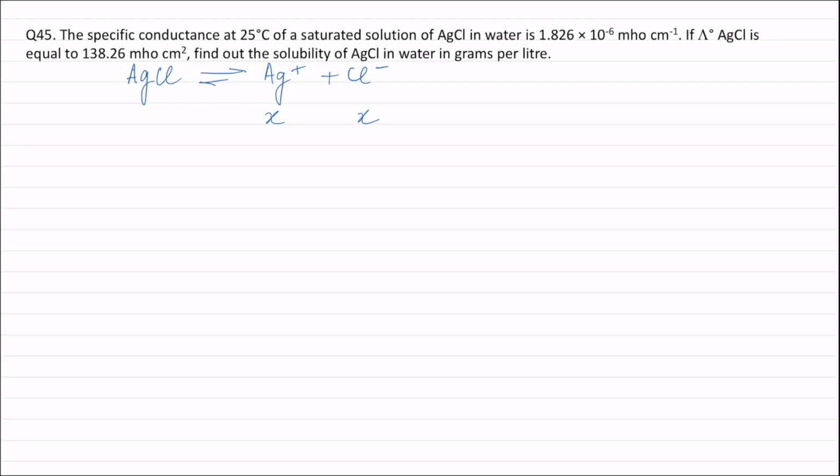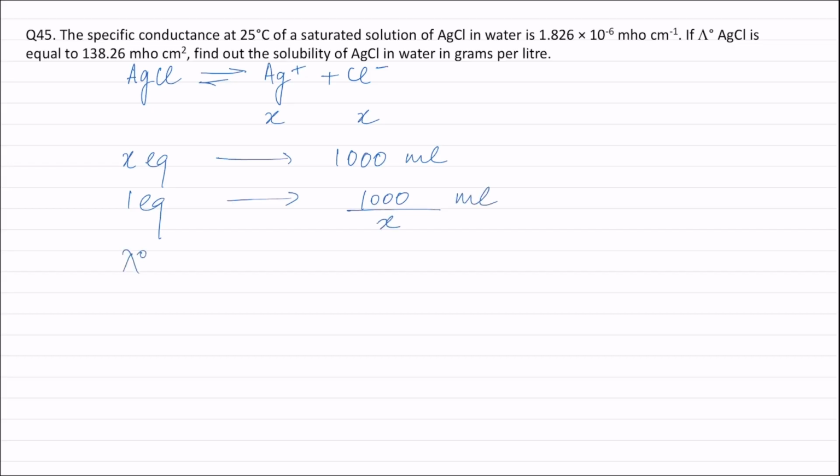Therefore, number of moles of silver ions or chloride ions is same as the number of equivalents of silver ions and chloride ions. Therefore, the number of equivalents of silver ions or chloride ions in the solution is x equivalents per liter. Therefore, x equivalents of silver ions or chloride ions are present in 1000 milliliter of solution. Therefore, 1 equivalent of silver ion or chloride ion is present in 1000 by x milliliter of solution.